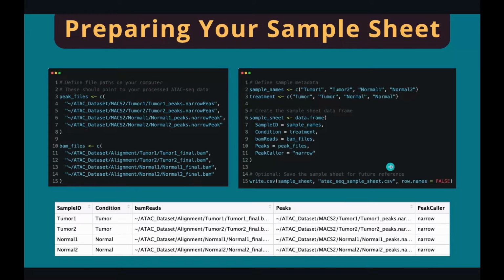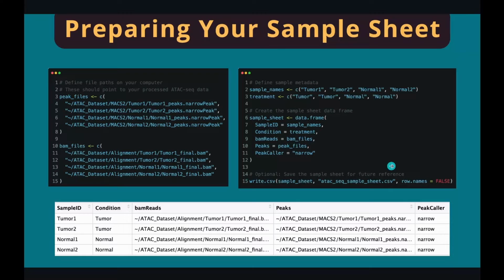The input of DiffBind is a sample sheet with this structure. It has a sample ID column, condition or treatment column, BAM reads column which shows where the BAM files are on your computer, and peaks column which shows where the peak files are on your computer, and the peak caller column which shows the types of peaks. You can make this sample sheet in Microsoft Excel. Just make sure to save it as a CSV file.